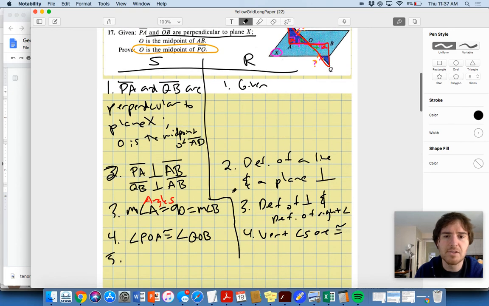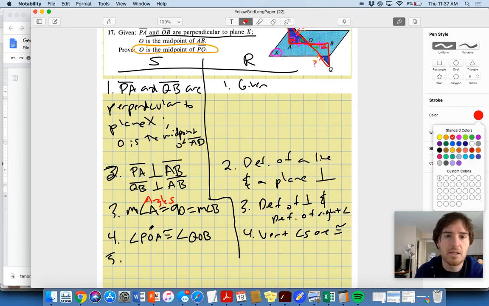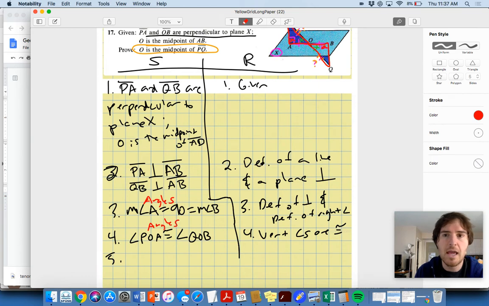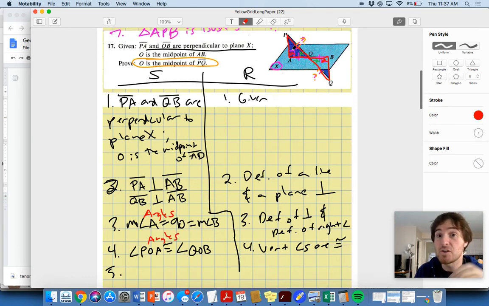And finally, that's a set of angles. Here's a set of angles. And finally, we need to get the included side. So in order to use ASA, it needs to be A followed by the included side, followed by the non-included angle. So we got the A's already. The vertical angle is taken care of. We haven't said why we know that AO equals OB.